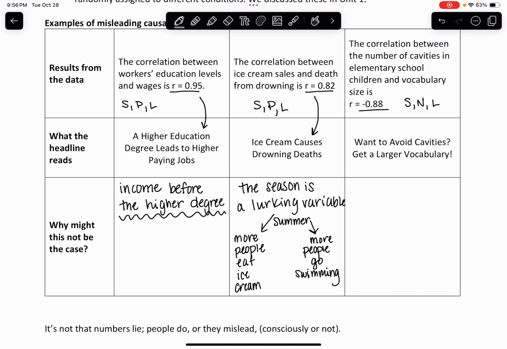All right, and the last one was a negative correlation. They say there's a negative correlation between the number of cavities in elementary school kids and their vocabulary size, so how many words they know. And so the headline says, want to avoid cavities? Get a larger vocabulary. Surely it's that easy, right? Just study some extra words and your teeth will be afraid to get cavities. Wrong. Age is key.